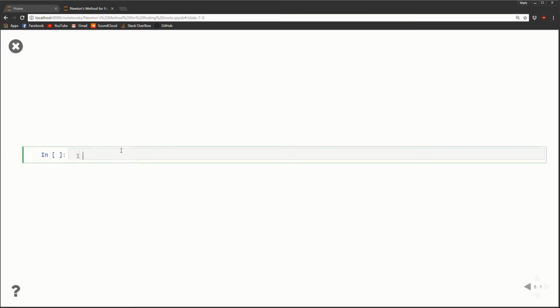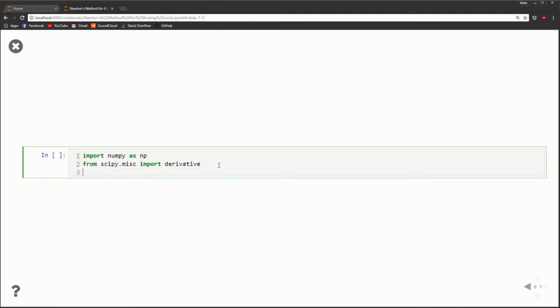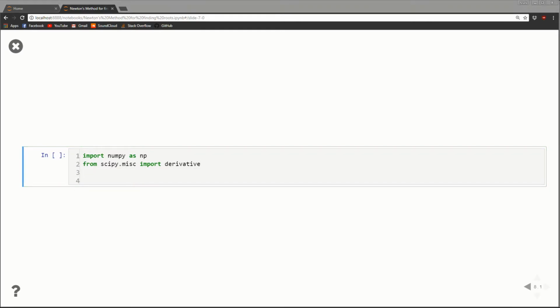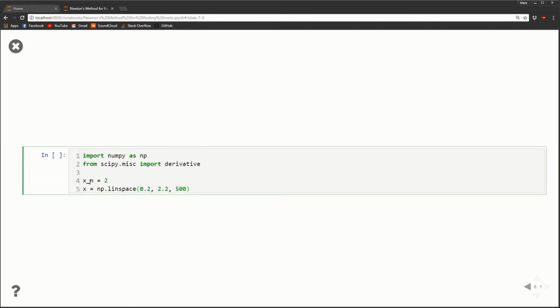The first thing we're going to do is our import. So like always, import numpy as np. We're also going to import a function to calculate the derivative. So from scipy.misc, we're going to import derivative. Then we need our first x guess value, and also an array of x values. So x sub n is going to be 2, that's our starting guess. Then our x array is going to go from 0.2 to 2.2, and it'll have 500 points. The reason I'm not making this 0 is because the natural log is undefined at x equals 0.